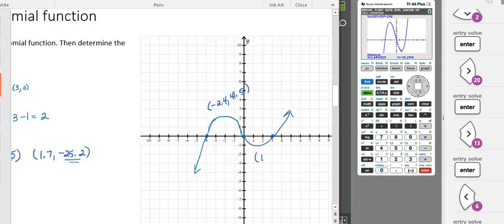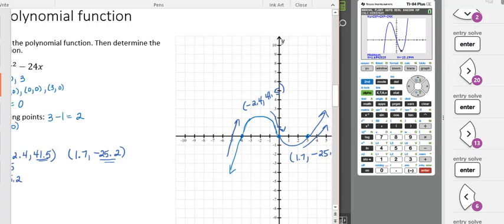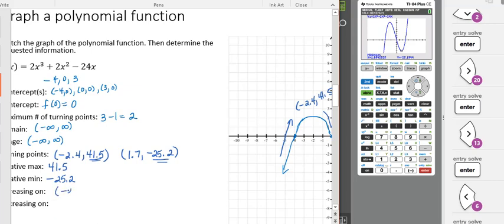and 1.7, negative 25.2. So notice that the graph is increasing to that maximum point, then it's decreasing, and then it increases again after we get to the minimum point. So where is the function increasing? Remember, that's intervals of x, so it's increasing from negative infinity to negative 2.4, but then again from 1.7 to infinity. And it's decreasing between the peak and valley points, so that's between the negative 2.4 and the 1.7.